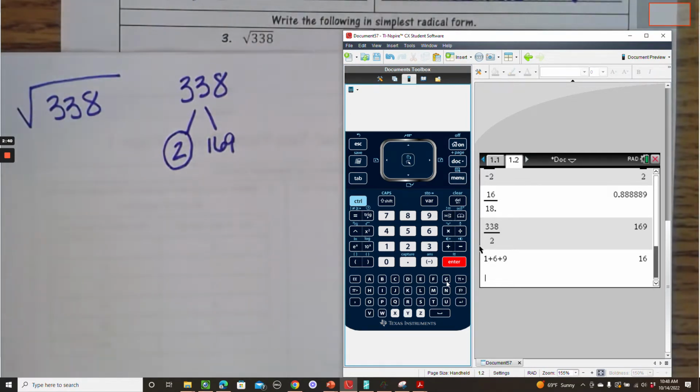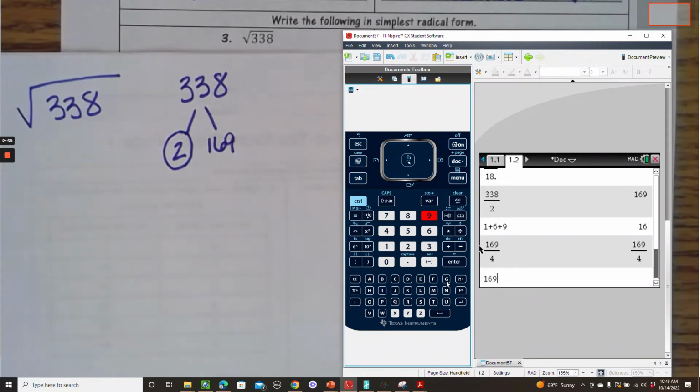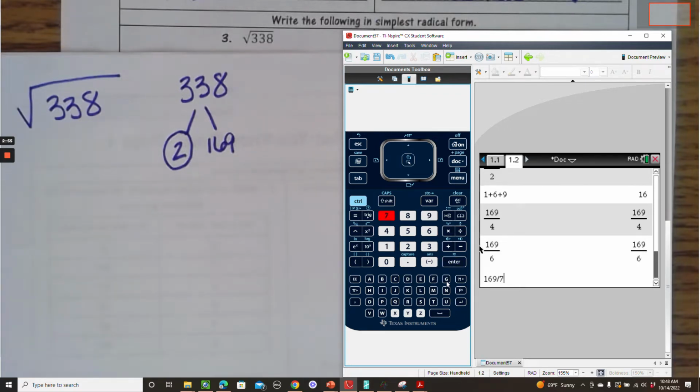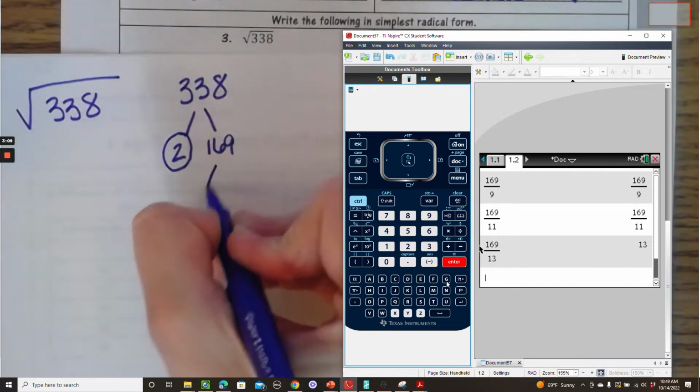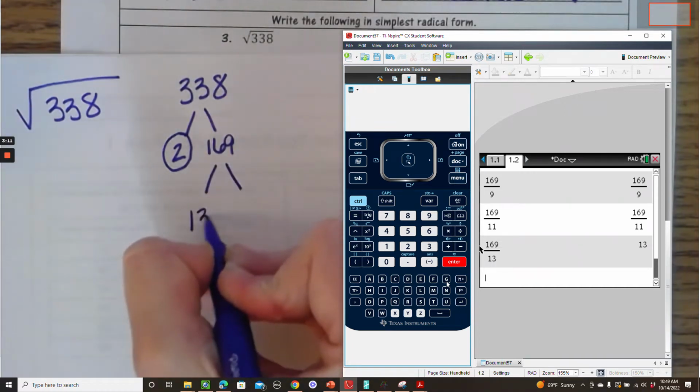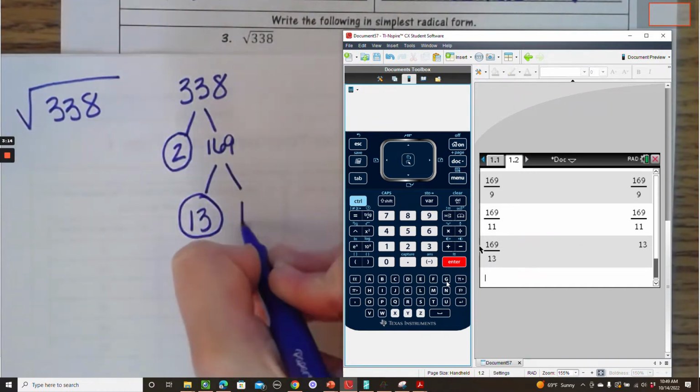Okay, at this point, really what you can do is just start dividing it. So we know 2 won't go in it. We know 3 won't go in it. We can try a 4. Doesn't work. We know 5 won't go in it. Try a 6. 6 won't go in it. 7 won't go in it. 8 won't go in it. 9 won't go in it. We know 10 won't. 11 won't. 13. 169 is the same as 13 times 13.